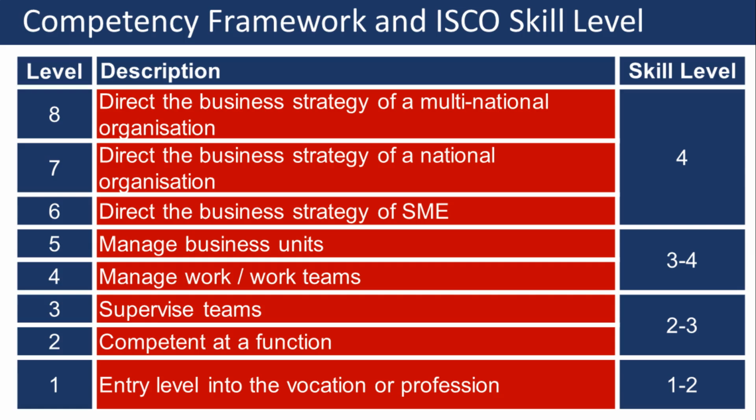Levels 6 and above represent senior professional and strategic roles. ISCO Skill Level 4. The highest skill level is required for roles involving strategic management and leadership. This includes directing business strategies for organizations of various sizes. This alignment between competency levels and ISCO skill levels helps define career pathways, establish qualifications, and guide professional development from entry-level to senior leadership positions.